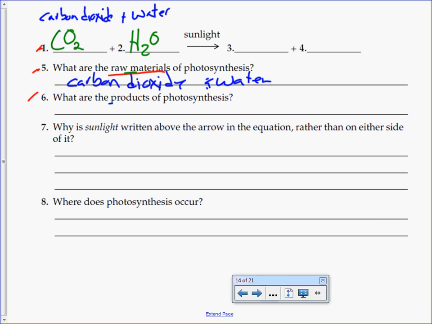And then the products means what is produced, and we find those on the other side of the equation, kind of like in math. What are the products of photosynthesis? Yes? Okay, excellent. So C6H12O6, which is sugar, also known as glucose, which is just a simple sugar. So if you remember glucose, or if you just want to remember sugar, and oxygen, we all know that plants put out oxygen as a waste product.